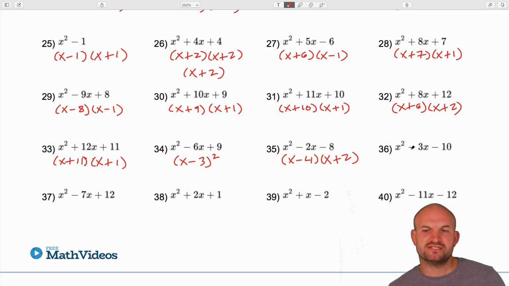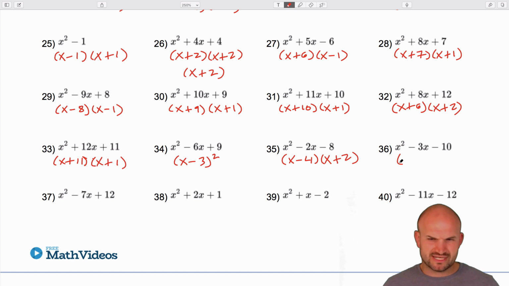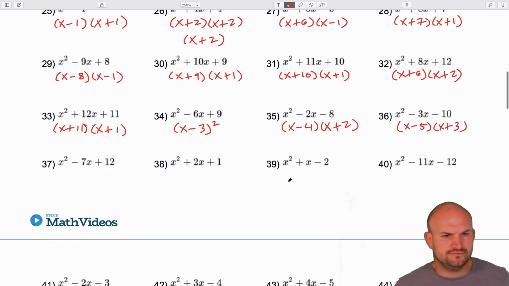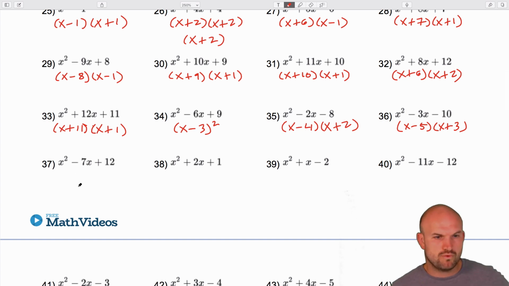We're looking for a difference of factors, which is 3. This one sometimes gets confusing, but remember 5 and 2, those multiply to give you 10, and they have a difference of 3, and the larger factor has to be negative. So x minus 5 and x plus 3. All right, next one we have x squared minus 7x plus 12. So that's a sum, and they both need to be negative. So x minus 4 times x minus 3.